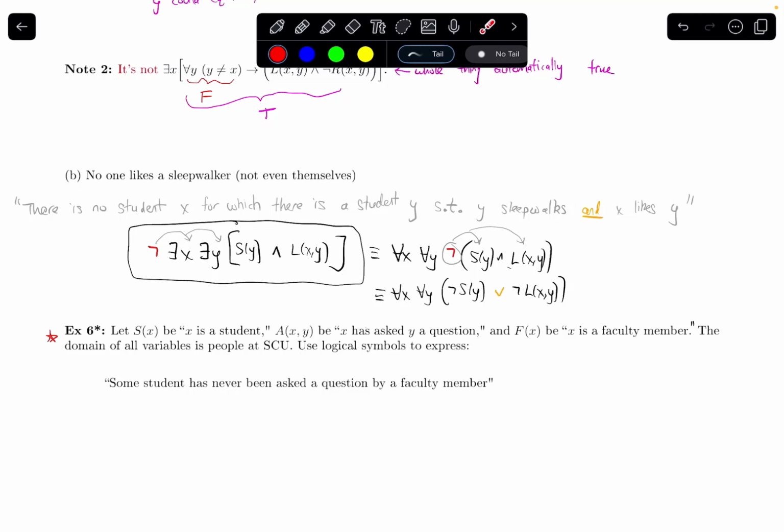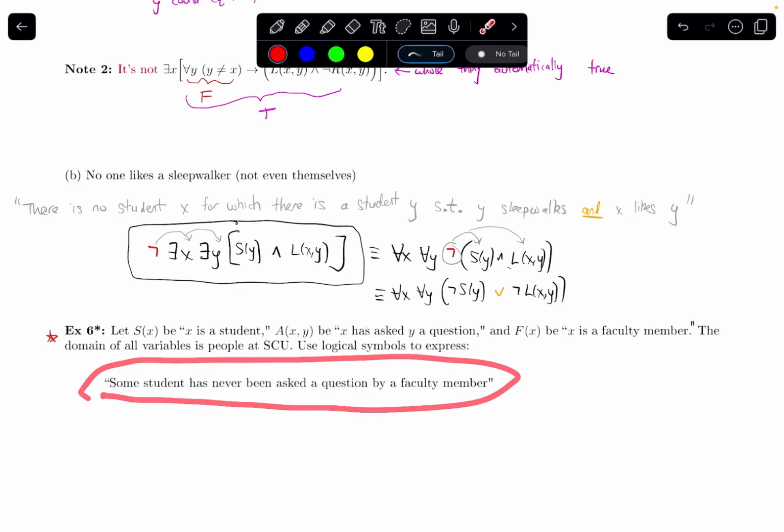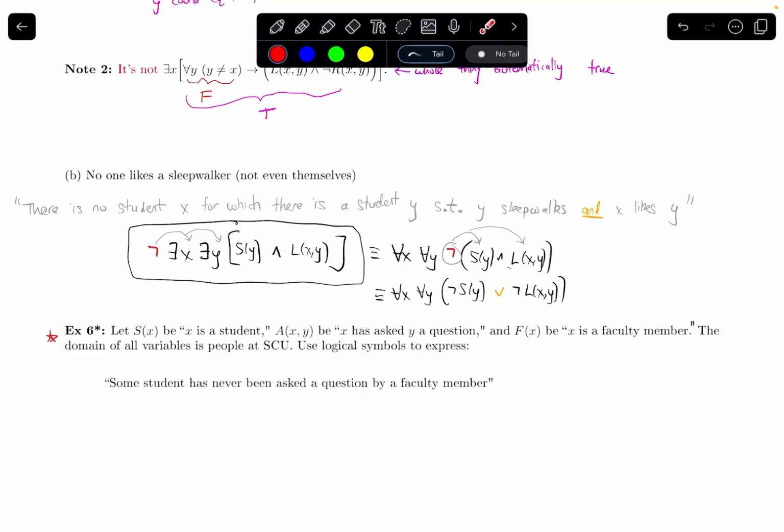In this video, we are going to do another example where we convert a statement in words to logical symbols. So the statement is, some student has never been asked a question by a faculty member. And the framework is, let S(X) be X is a student, A(X, Y) will be X has asked Y a question, and F(X) will be X is a faculty member. The domain of all variables is people at SCU.